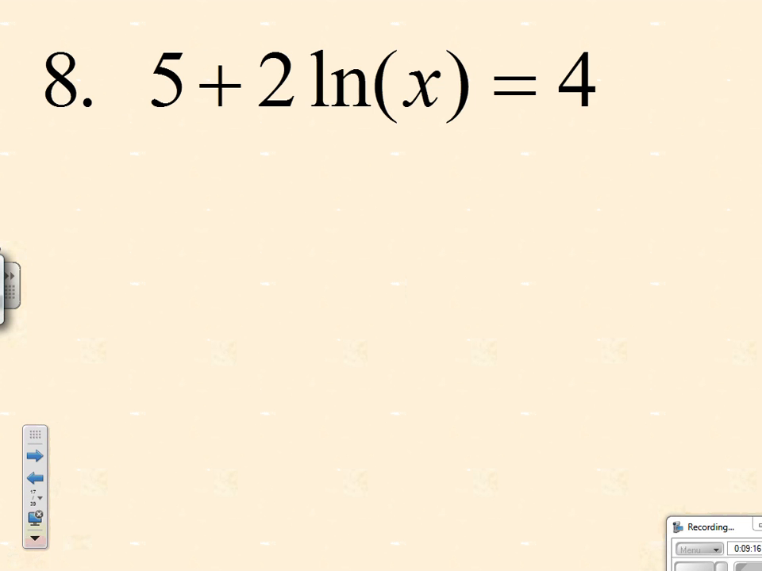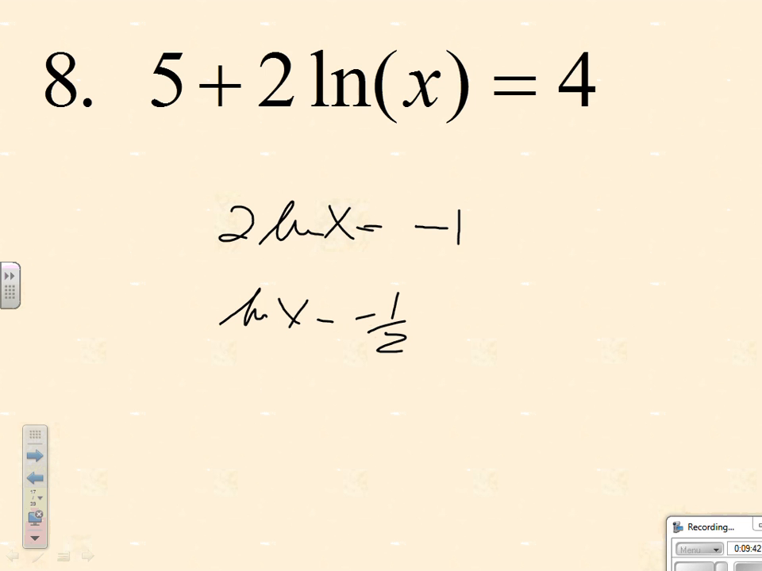What's the first thing you would do here, Ben? Subtract 5. How come? Get the log alone. Yeah, we want to isolate that logarithm. So I would definitely subtract the 5 first. And then what? Base b. Yeah, 5 and 2. We want to isolate that logarithm.